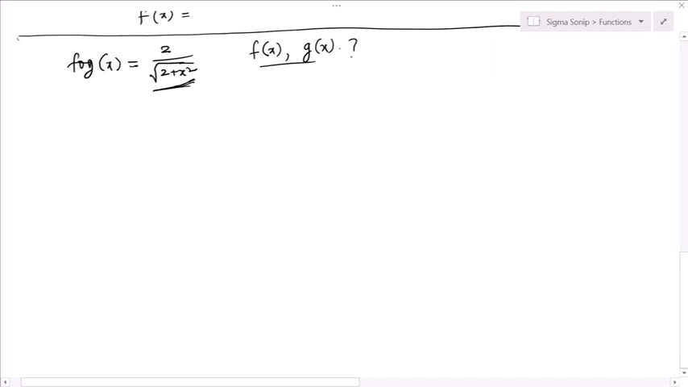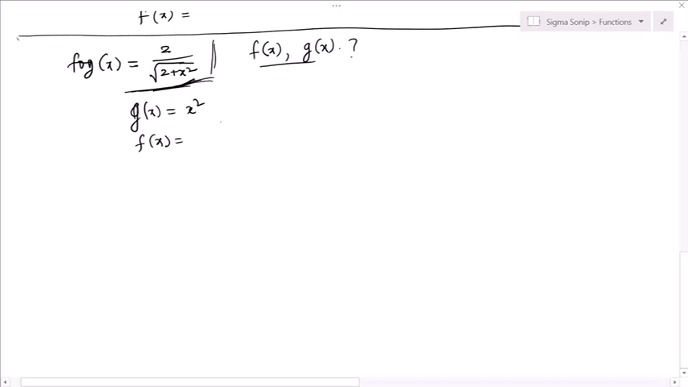I'll give you one function and then I would ask you to find the other function. So g(x) equal to x square. What should be the f(x) here so that (f∘g)(x) becomes this? You can pause the video here and think about it. You just need to think.